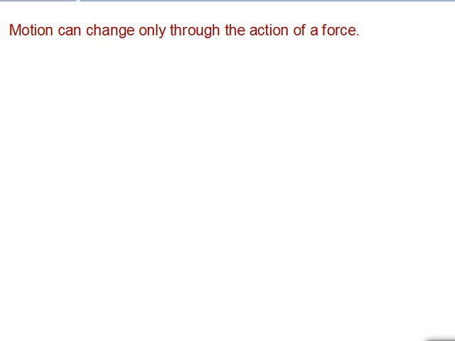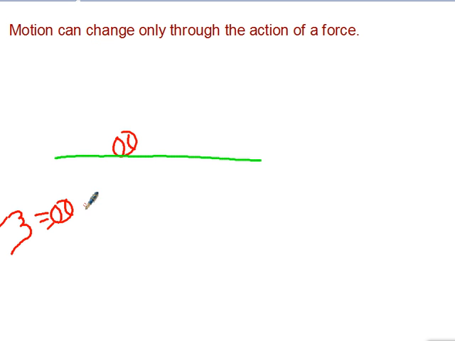So we get this idea that motion can change only through the action of a force. Let's take two people playing baseball. As long as that baseball sits on the grass and nobody touches it, no wind blows it, that baseball will stay there forever. Once a boy or a girl comes to pick that baseball up and begin to have a catch, that baseball will be thrown due to a force supplied by the girl or the boy's hand throwing it. That baseball will start to move.